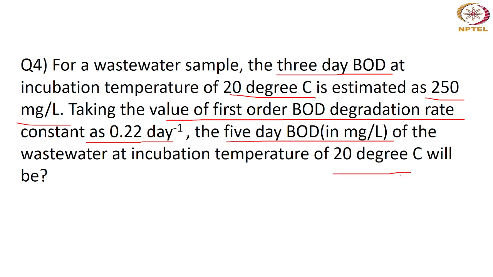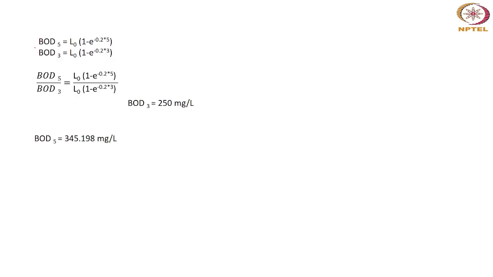The temperature is the same, fine. So this is the formula for BOD, that is L naught, for any BOD, 5, 3, whatever you can say. I'm writing for 5. This is L naught, the ultimate BOD, times 1 minus e to the power minus 0.2, that is the rate constant, multiplied by 5 for 5 days. And for the 3-day BOD, I get the same thing, L naught times 1 minus e to the power minus 0.2 multiplied by 3, right?